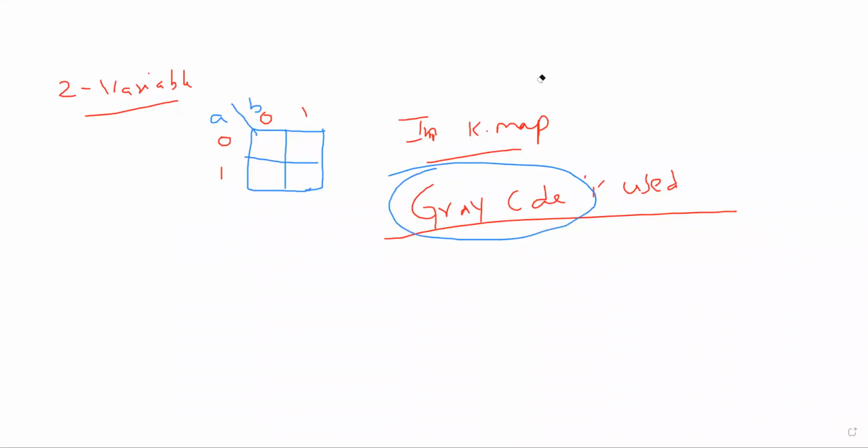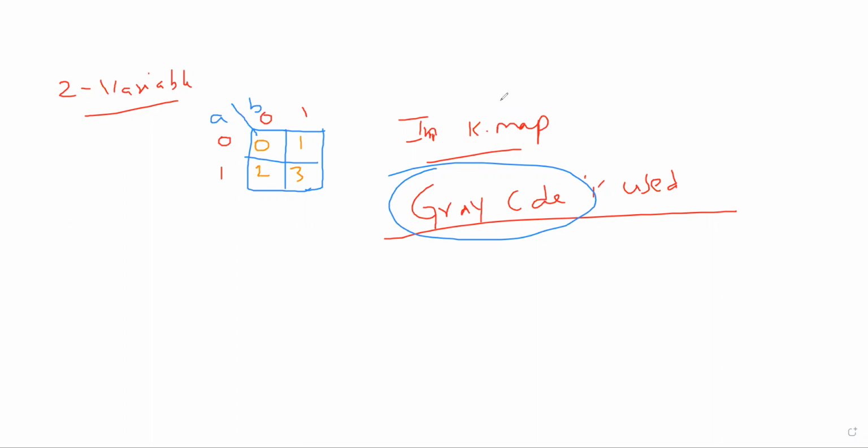Now how are you going to represent it? For a 2 variable K-map, it will be 0, it will be 1, it will be 2 and it will be 3.